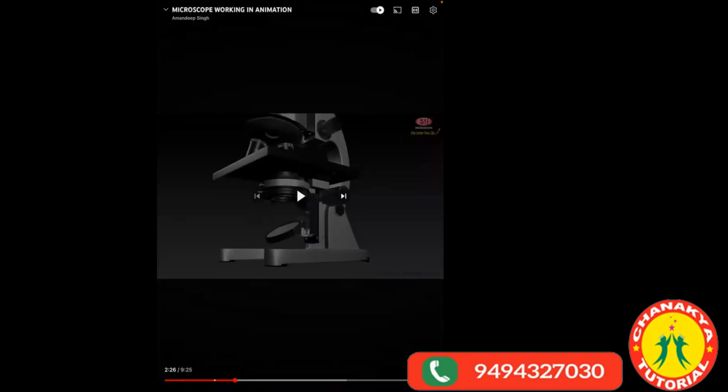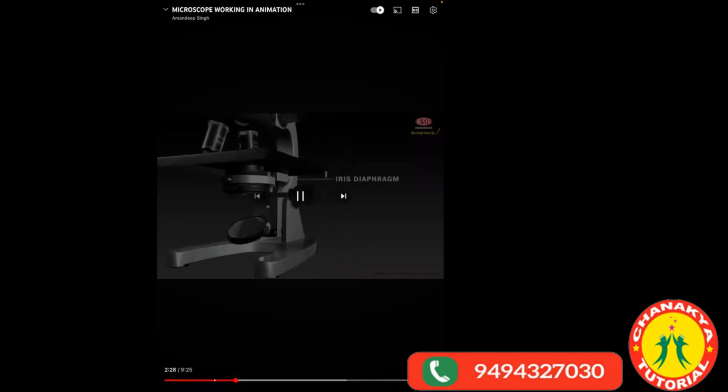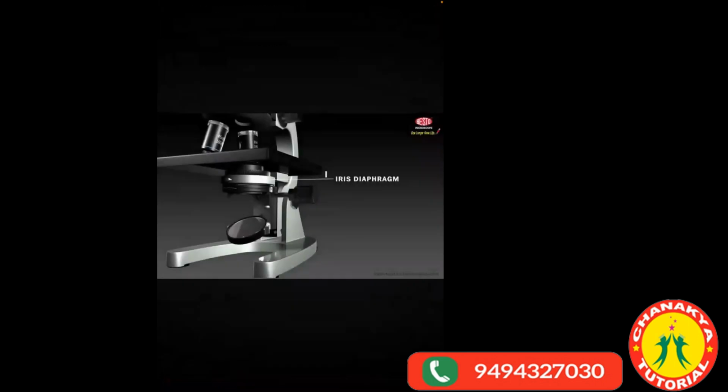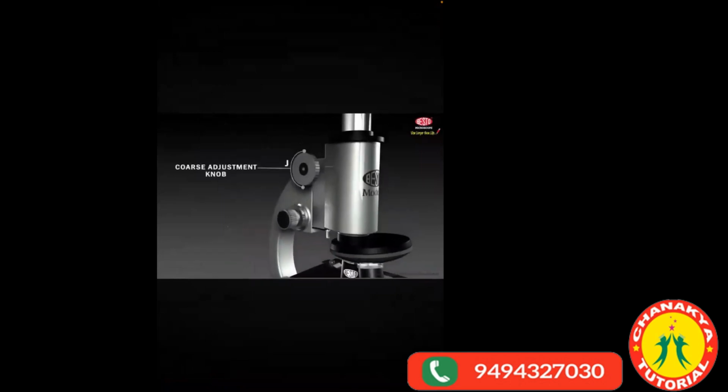Whatever light enters through the mirror, the condenser clarifies whether it is appropriate for the object, and then sends it to the object for visibility. I. The iris diaphragm is used to control the diameter of the cone angle of the light transmitted onto the specimen. J. The coarse adjustment knob is the large knob used to adjust the position of the body tube.